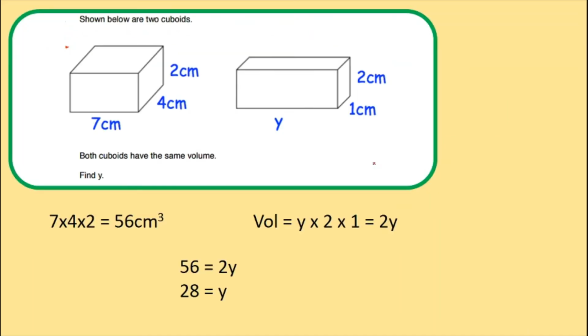The green one, firstly, the volume of the one on the left is 56, 7 times 4 times 2. On the right, the volume is going to be y times 1 times 2, or just 2y, because 2 times 1 is 2, so 2y. Since they have the same volume, the 56 on the left is equal to the 2y on the right. Divide both by 2, and you'll get y is 28.